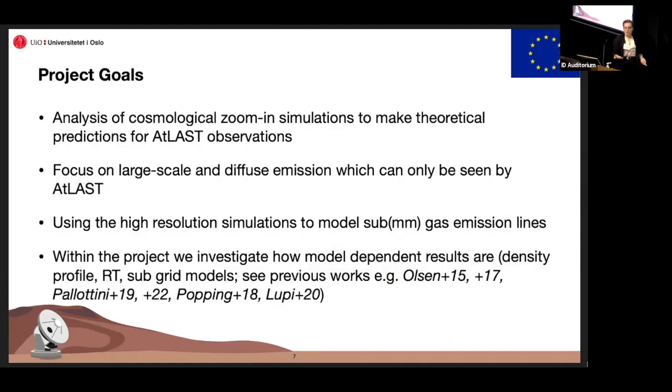So with all that in mind, my project goals are: I'm using cosmological zoom-in simulations to model the emission in sub-millimeter and far infrared lines. I'm basing my models on previous models, but these models have mostly focused, first of all, on lower resolution simulations and also on the ISM and not on the CGM. And within my work, I'm also investigating how different modeling approaches actually affect the resulting emission in the sub-millimeter.